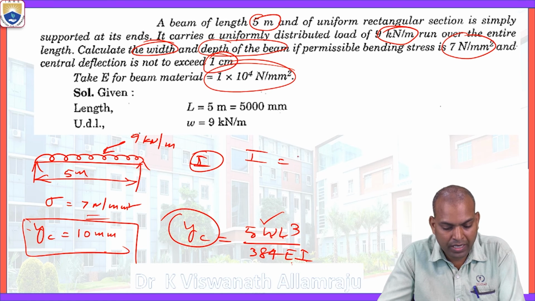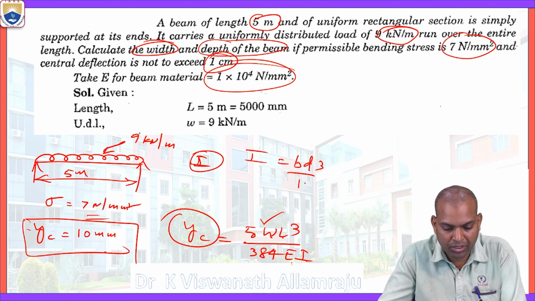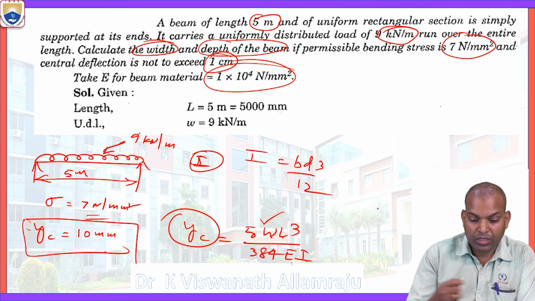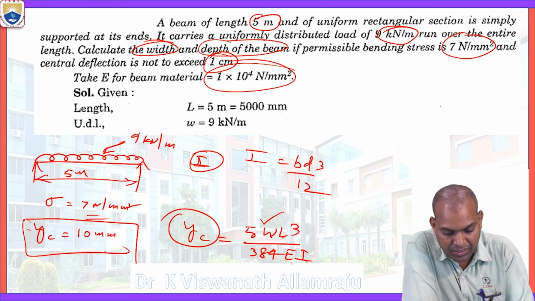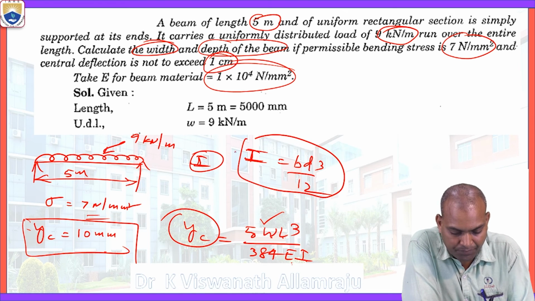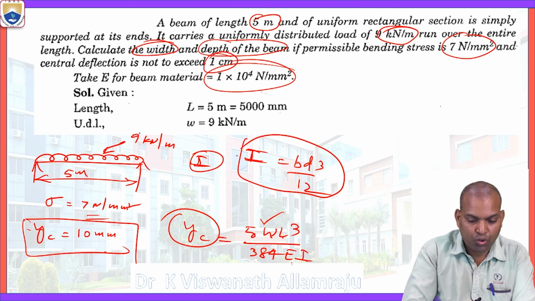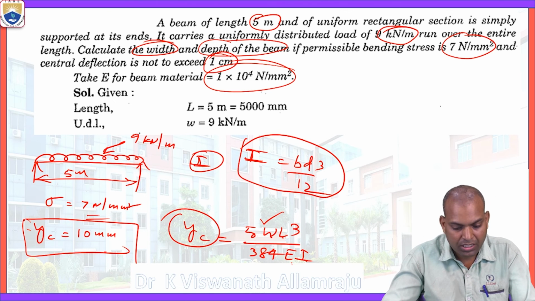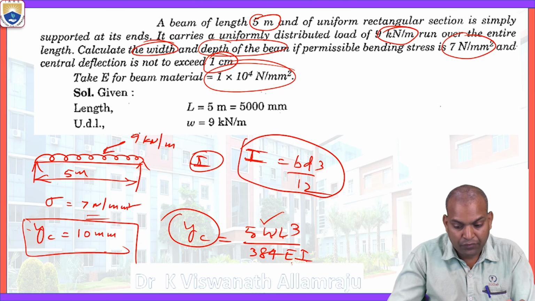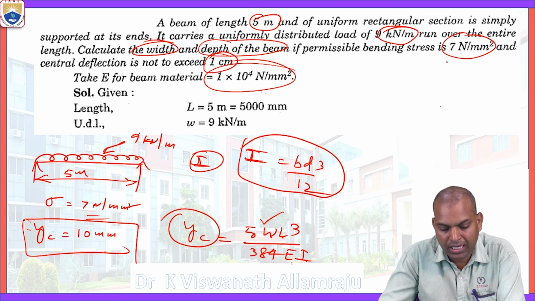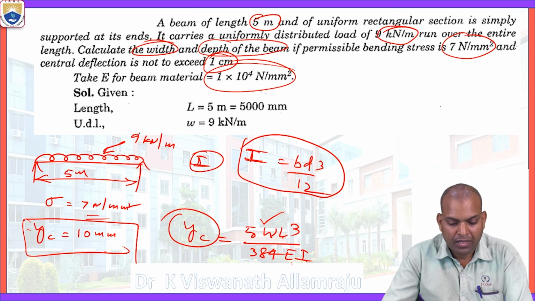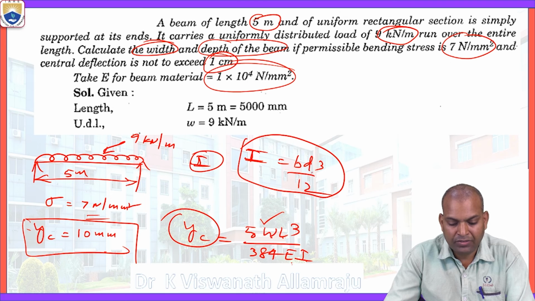After knowing the I value, B into D cube by 12. So one has to know what the B value is. This one equation, from this I will come. The next equation, the slope. What is the slope equation? There also. And we know the hint of bending stress. With the help of bending stress, we will calculate the length and width.